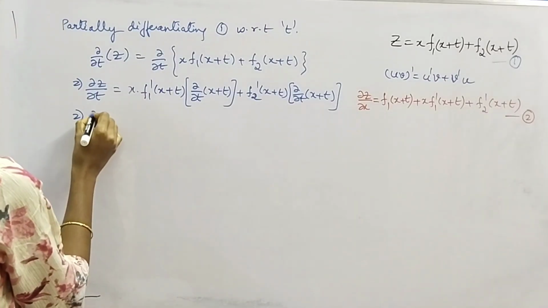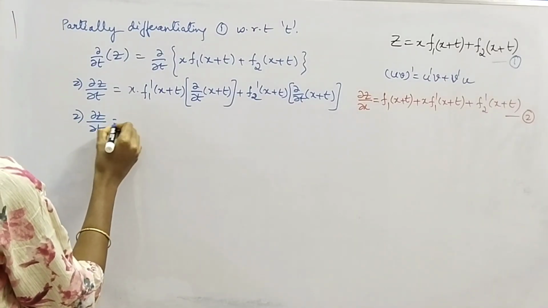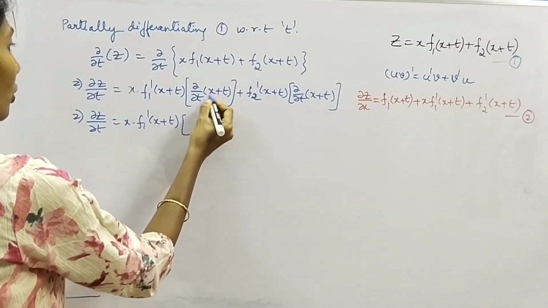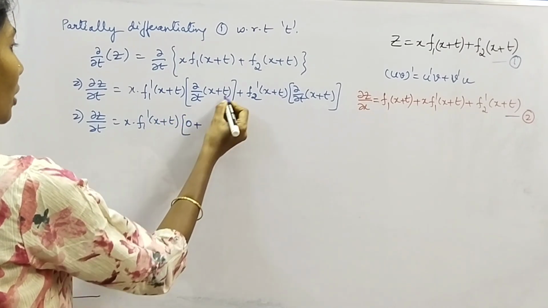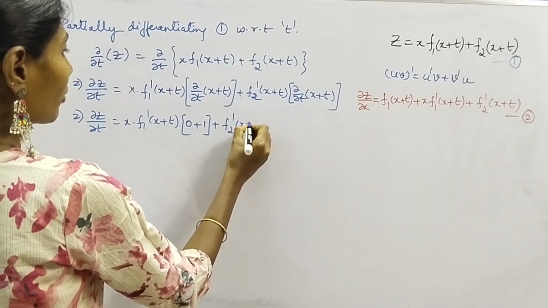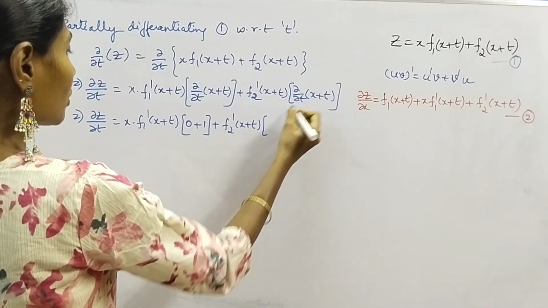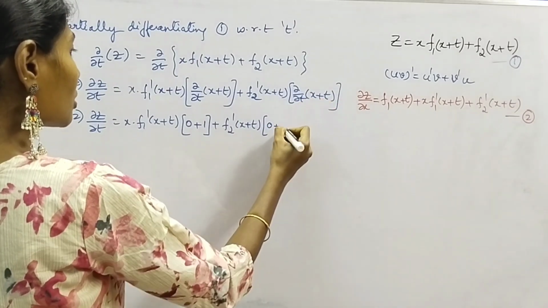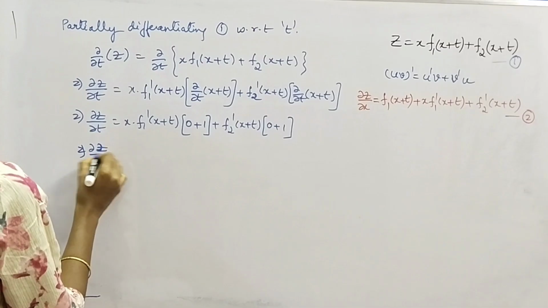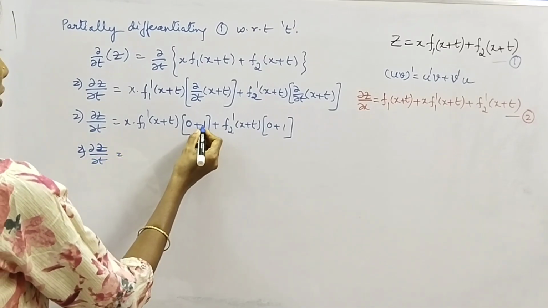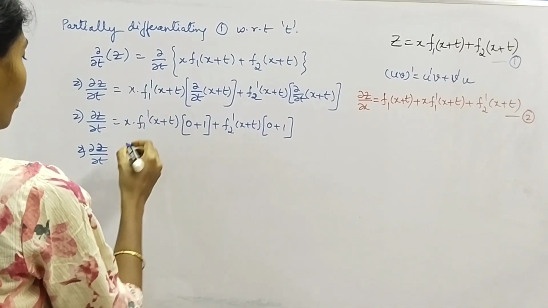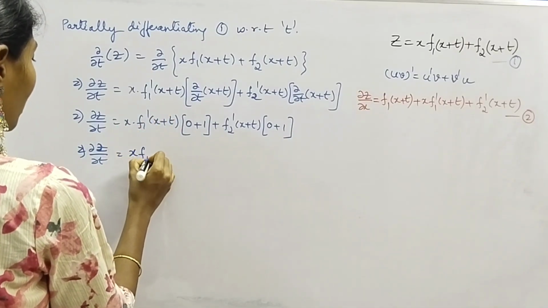Right, this gives us dou z by dou t equal to x into f1 dash of x plus t into the partial derivative of x with respect to t, which is 0, plus the partial derivative of t with respect to t, which is 1, plus f2 dash of x plus t into the partial derivative of x with respect to t, which is 0, plus the partial derivative of t with respect to t, which is 1. This gives us dou z by dou t equal to 0 plus 1, 1 into x into f1 dash is x f1 dash.